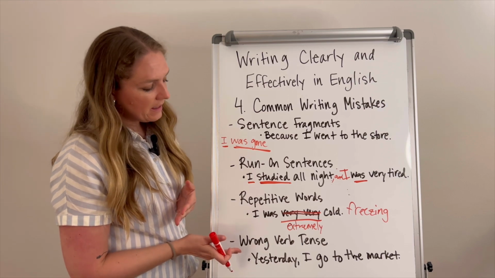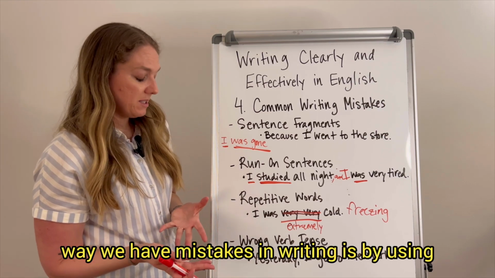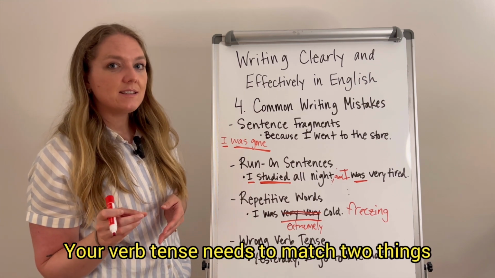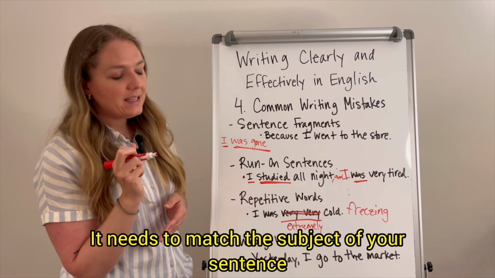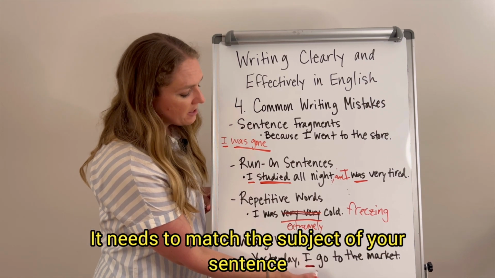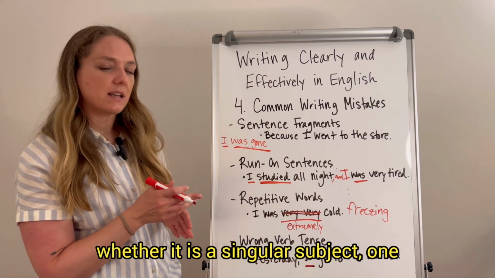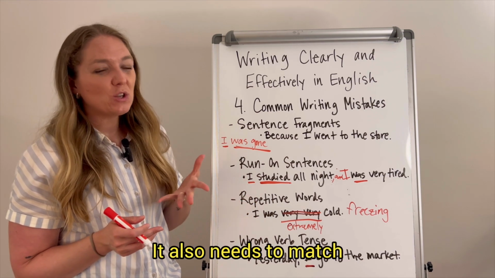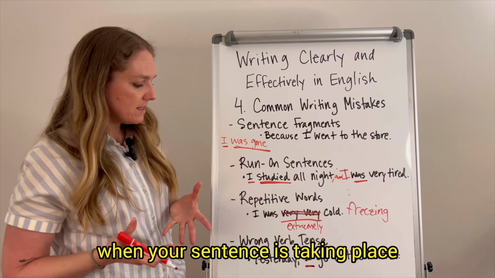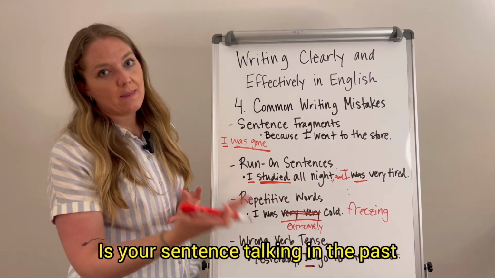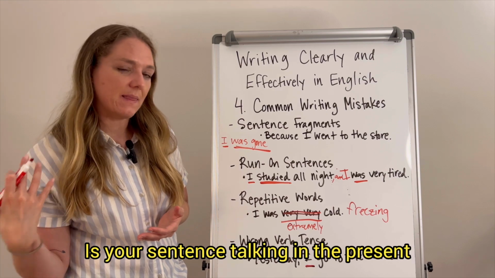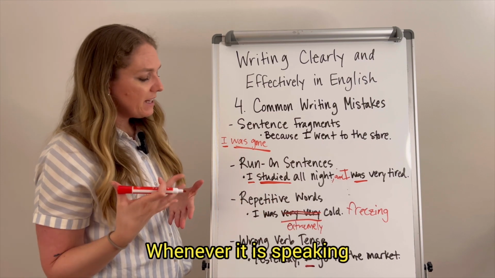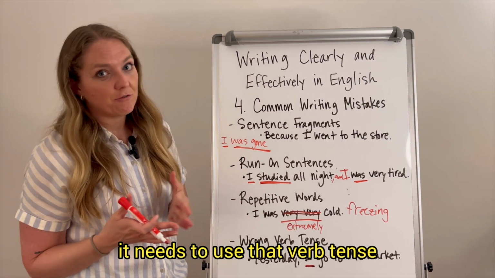And the final way we have mistakes in writing is by using the wrong verb tense. Your verb tense needs to match two things. It needs to match the subject of your sentence, whether it is a singular subject, one, or a plural subject, more than one. It also needs to match when your sentence is taking place. Is your sentence talking in the past? Is your sentence talking in the present? Or is your sentence speaking in the future? Whenever it is speaking, it needs to use that verb tense.